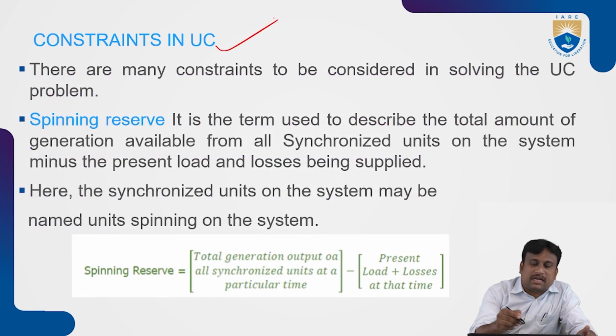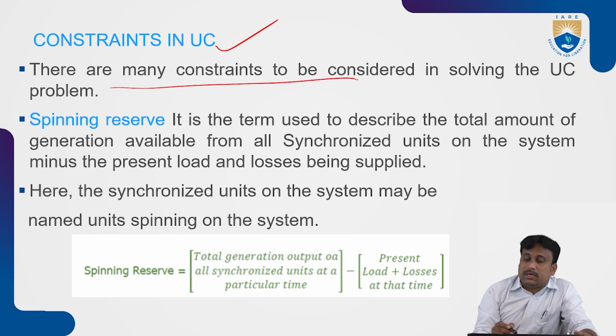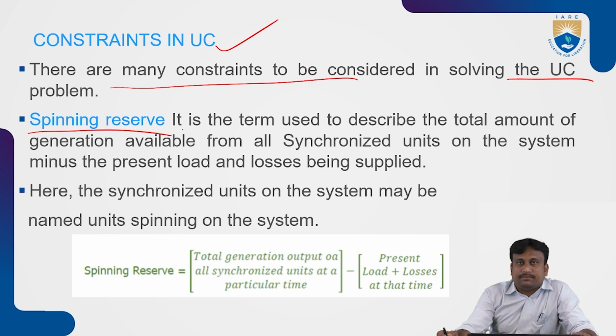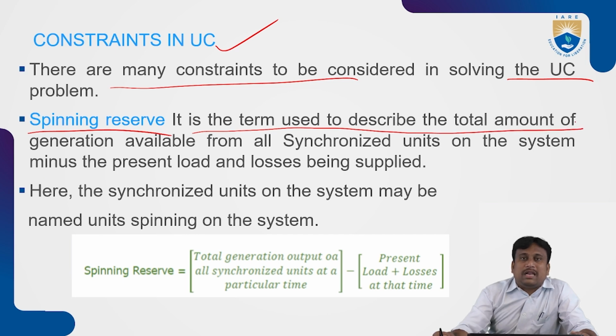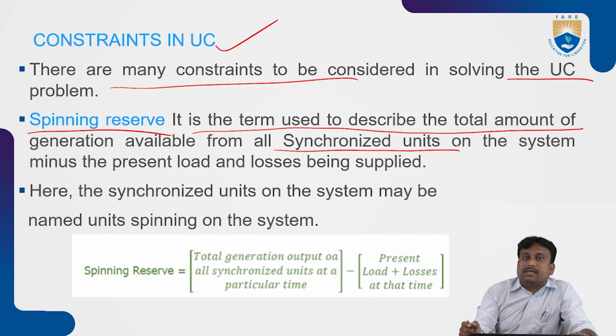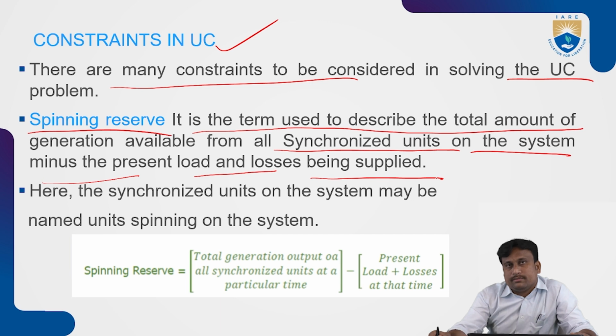Now, the various constraints existing in the unit commitment problem. What are the constraints in unit commitment? There are so many constraints to be considered in solving the unit commitment. One is the spinning reserve. What does spinning reserve mean? It is the term used to describe the total amount of generation available from all the synchronized units on the system minus the present load and the losses being supplied.